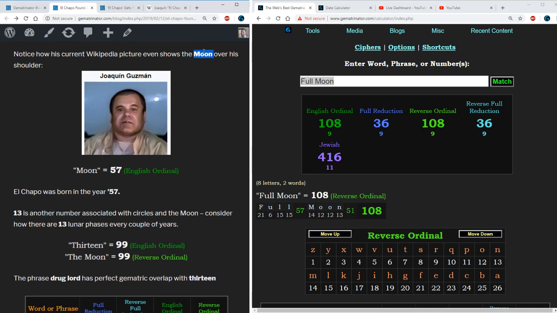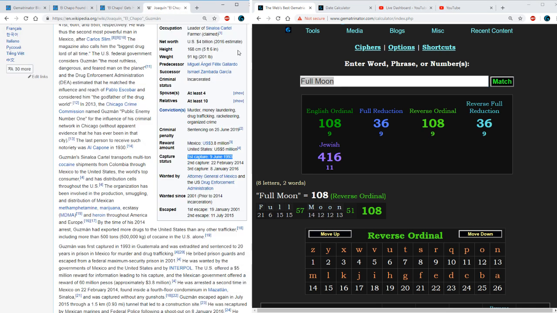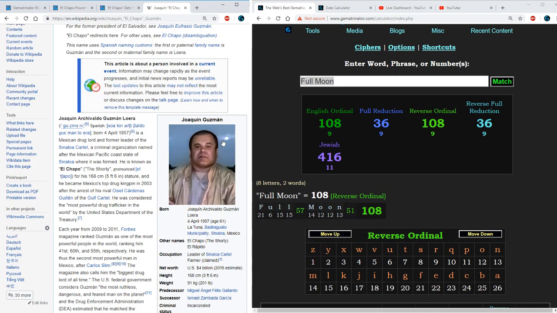And speaking of the moon and geometry, if you go to Wikipedia and look at El Chapo's picture, notice how they conveniently set it up so there's a moon right over his shoulder here. See that? A full moon. Like we were just talking about the 108.